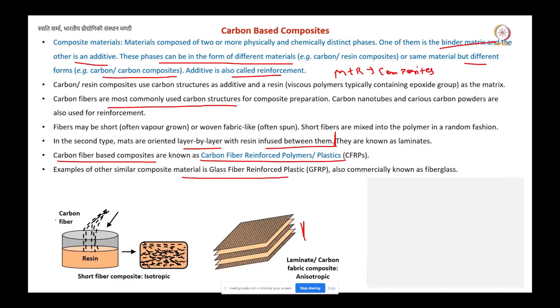So here you can see the carbon fibers. This is adding, and this is your resin. So as a result you will get this, the laminates of your carbon fabric composite. So you will get layer by layer of your fiber and your resin.